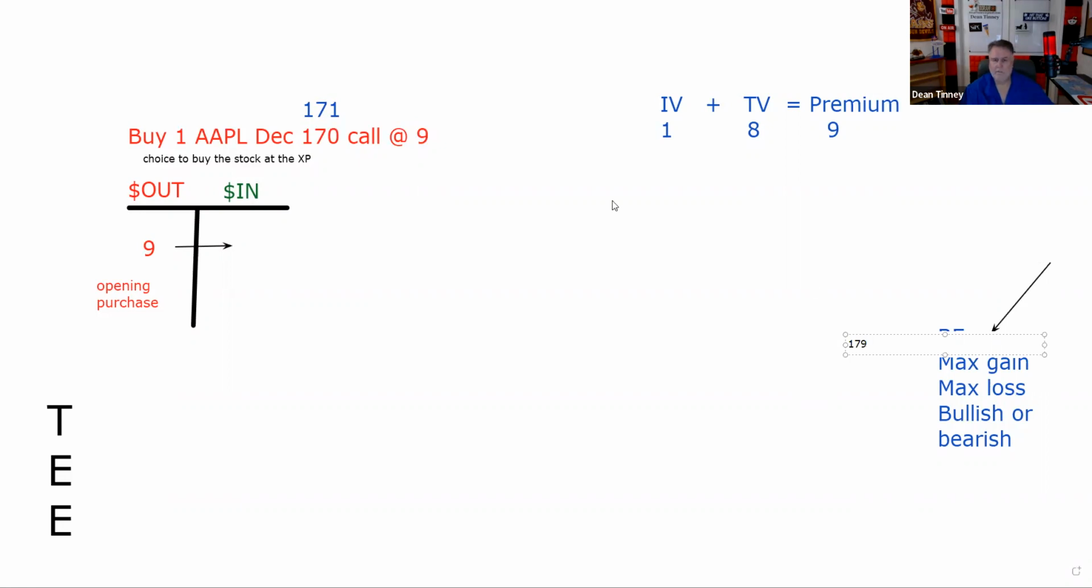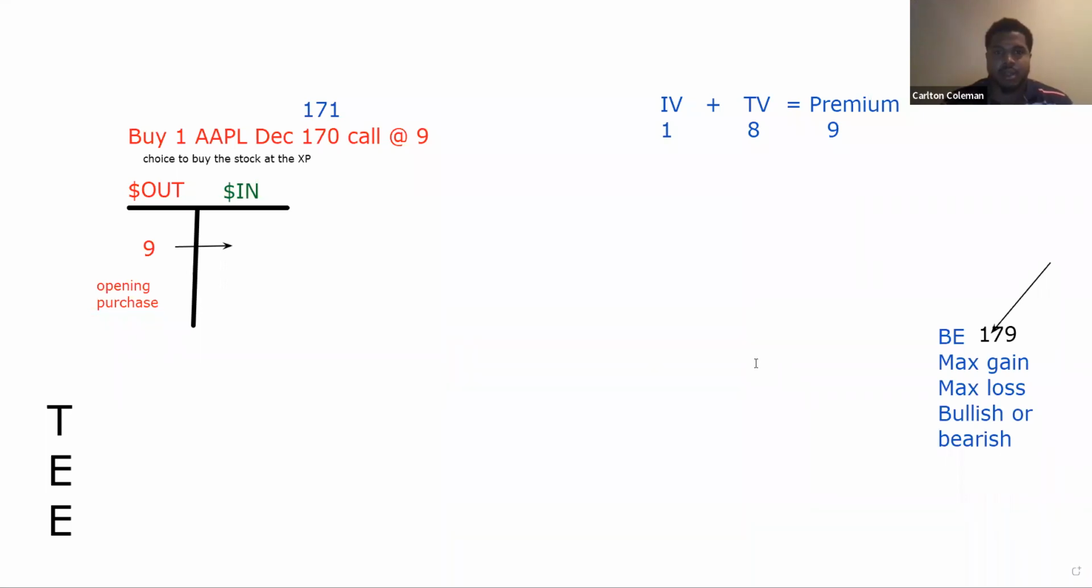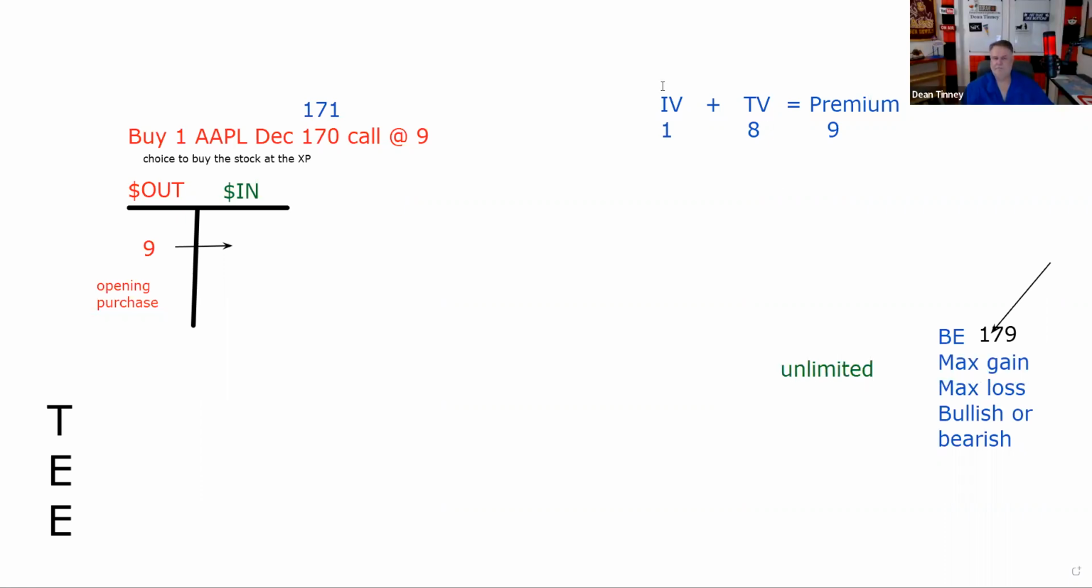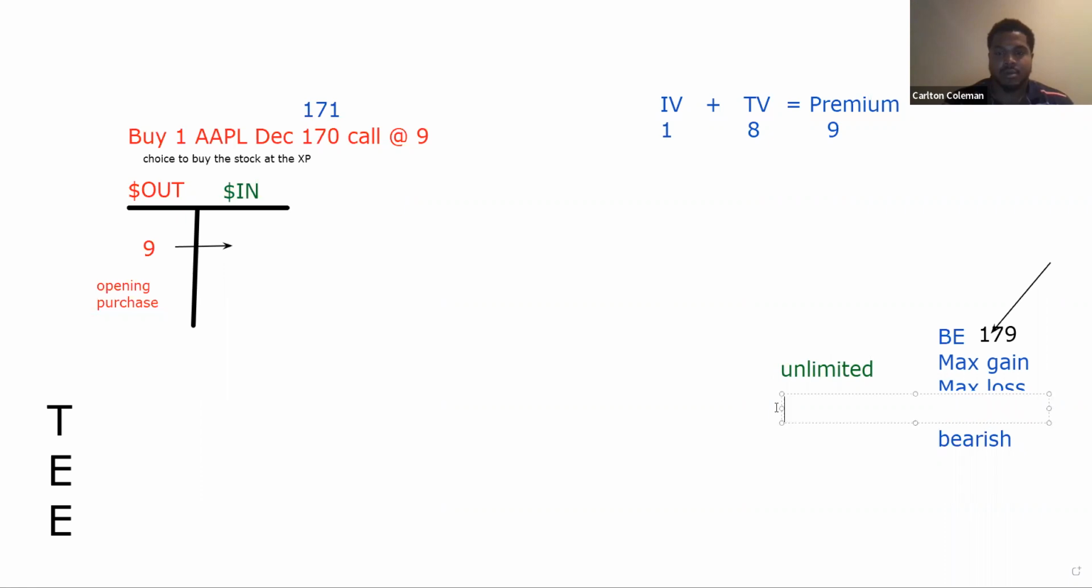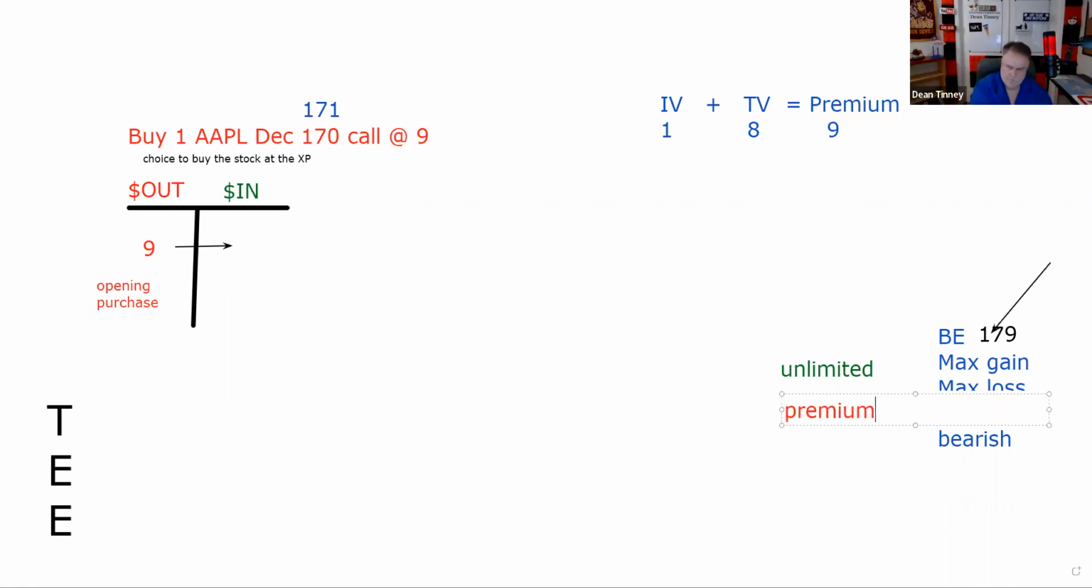And let's get a little bigger font. Okay, so you nailed that. Let's put that there. Okay, what else can you tell me? Max gain, unlimited. Absolutely. So far, you're passing with flying colors. Okay, max loss. Premium. Right on. Bullish or bearish? Bullish. Excellent.